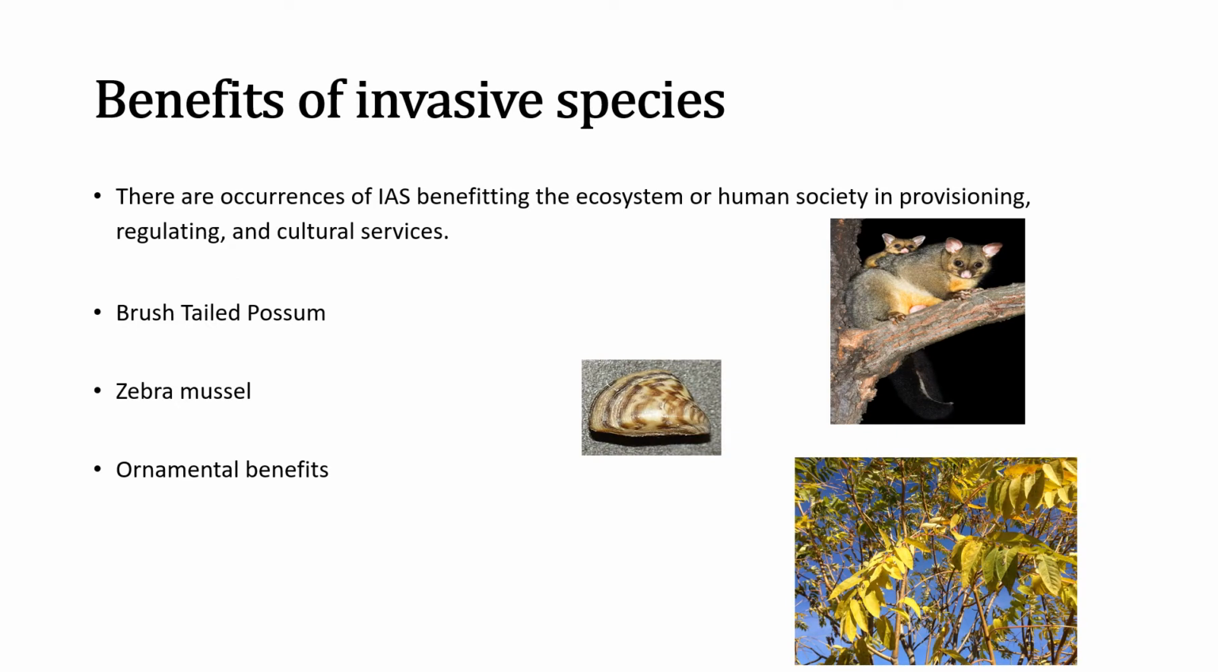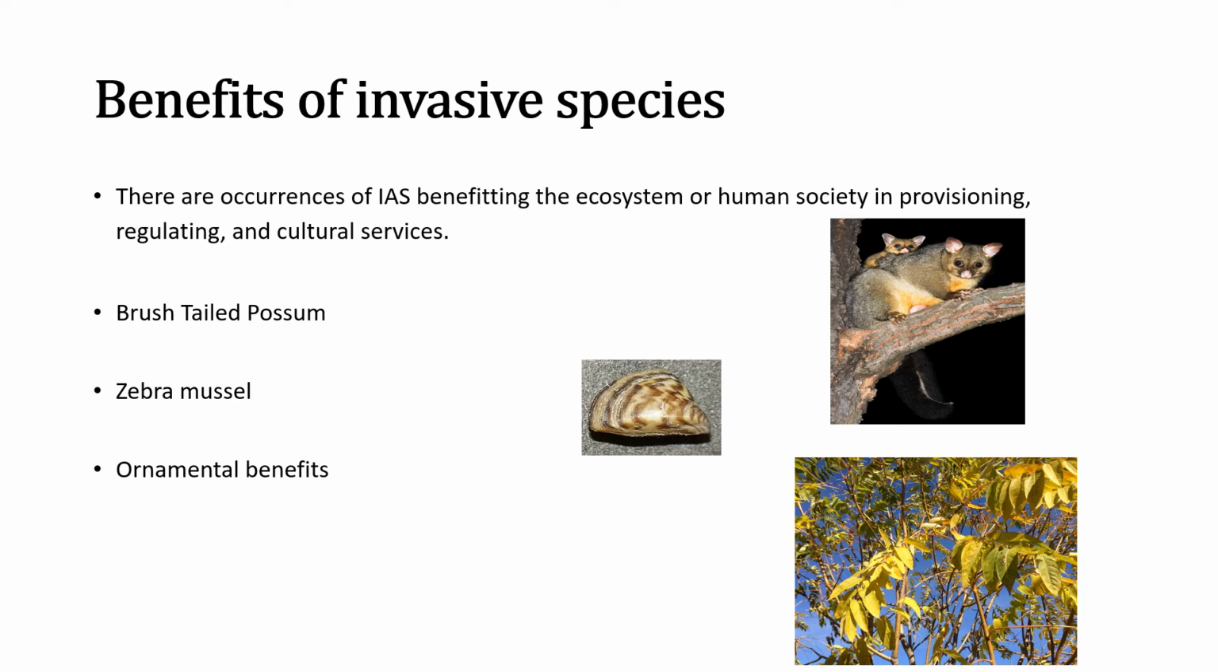In this slide, I will be going over the benefits of invasive species. There are rare occurrences of IAS benefiting the ecosystem or human society in provisioning, regulating, and cultural services. The first example is the brush-tailed possum. The brush-tailed possum came to New Zealand and resulted in mass defoliation. And defoliation is the separation of ripened leaves from a branch or stem. So that's not good for the ecosystem. But it was highly profitable for the eco-friendly fur industry, and that was 20 million US dollars per year in exports. So that's why it's good for the economy.